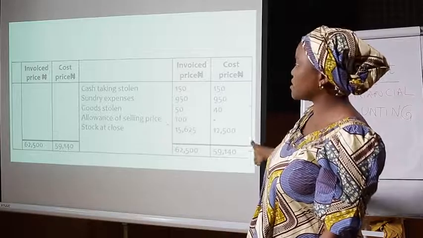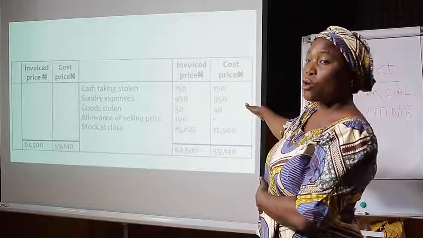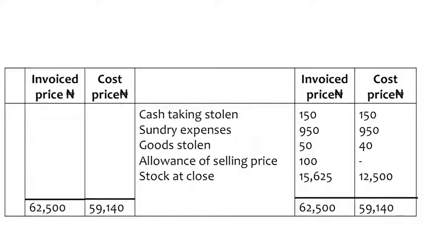Then on this side, you can see cash taking is a conclusion of what we have taught you. Cash stolen has an invoice price of 150, a cost price of 150. Sundry expenses has a cost price of 950, so the invoice price is also 950. Goods stolen has a cost price, which is changed to the selling price. And when we changed it, we had invoice price is 50 naira, while the cost price on goods stolen is 40 naira. Allowances for selling price is 100 naira. It is always coming under the invoice price because it's an allowance.